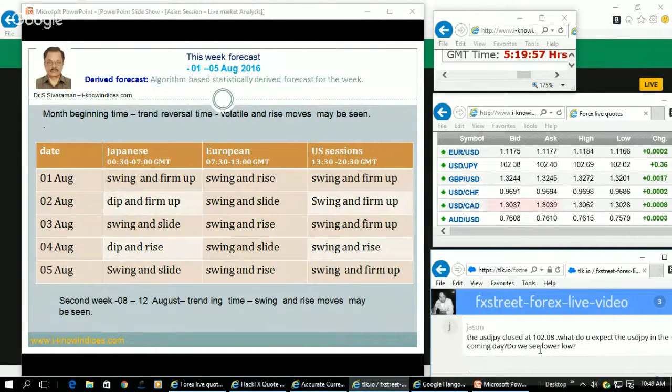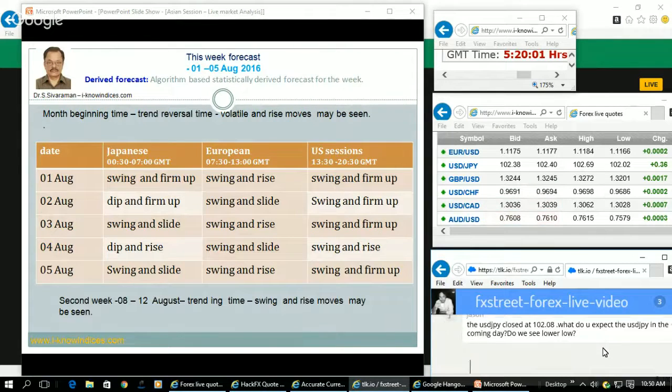The USD closed at 102.08. What do you expect the USD in the coming days? Do we see lower lows?